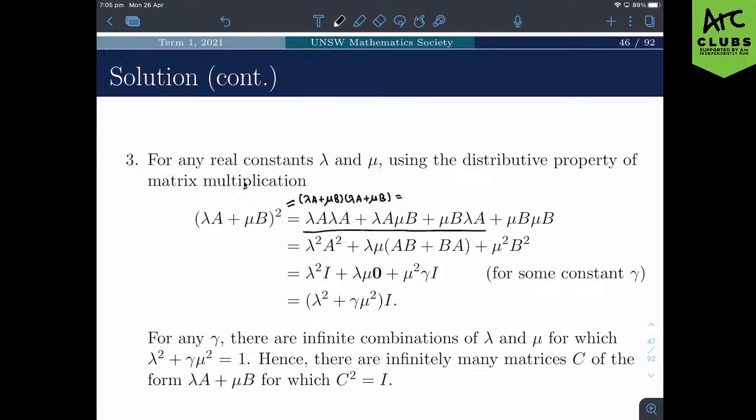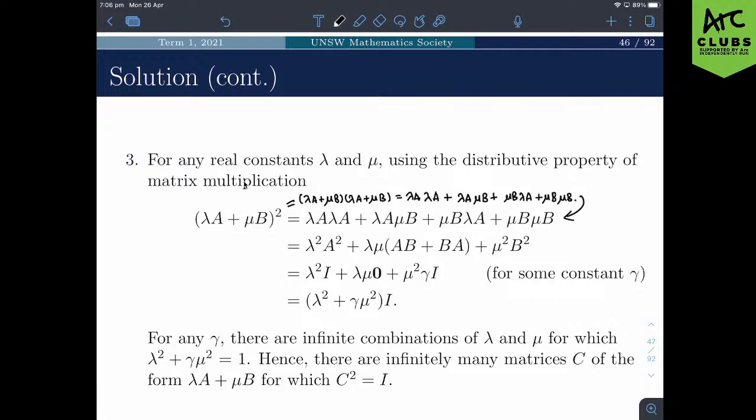It's basically going to be like this, but let's talk through it. So we have lambda A from the left bracket and lambda A from the right bracket, plus lambda A from the left bracket times mu B from the right bracket, plus mu B from the left bracket times lambda A from the right bracket, plus mu B from the left bracket times mu B from the right bracket. And as you can see, that's what I get in this line.